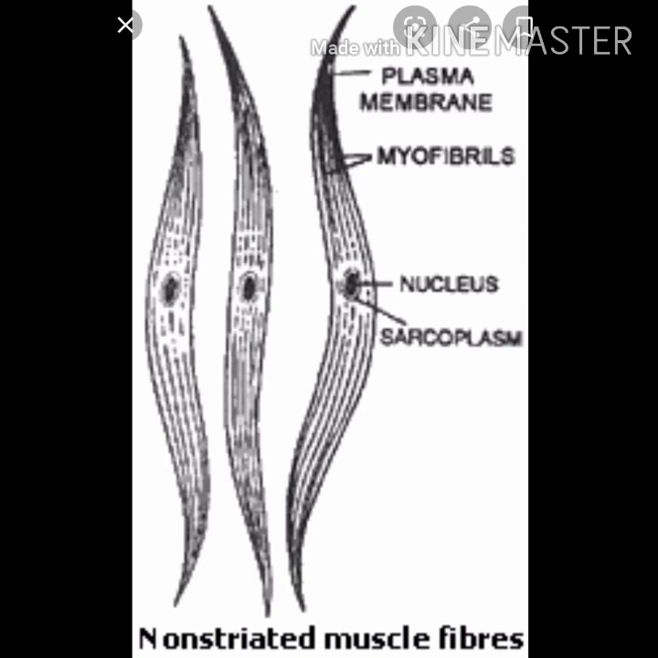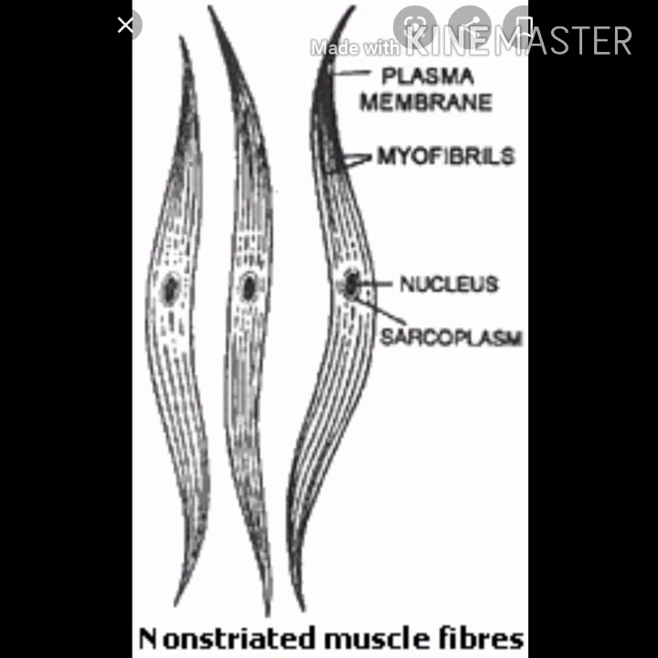The muscles related to these involuntary actions are called involuntary muscles, or unstriated muscles. Why is it unstriated? Because there is no striation, and it is a smooth muscle. It undergoes slow contraction, not fast, and after that they do not get tired easily.